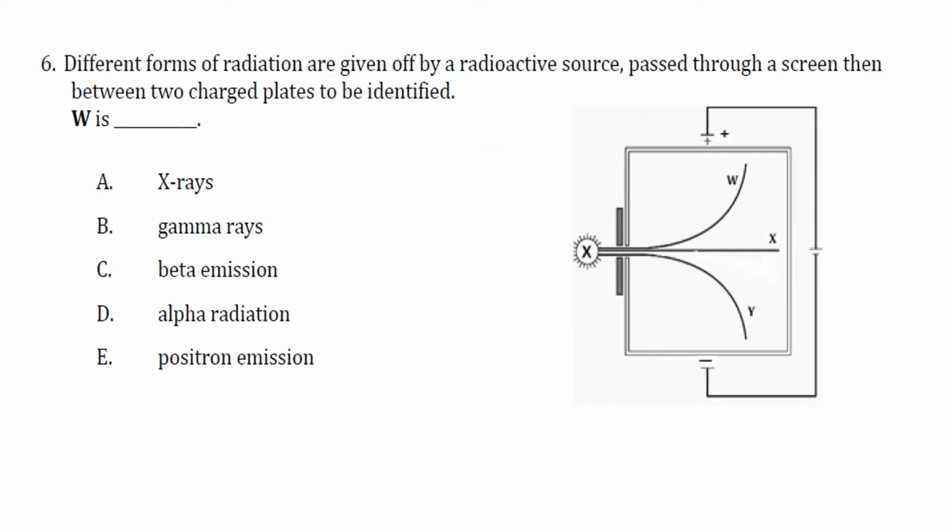Different forms of radiation are given off by a radioactive source, passed through a screen, then between two charged plates to be identified. So this is our radioactive source here. Since W is attracted towards the positive plate, we can say that the charge of W is negative, and a radioactive particle that has a negative charge is a beta particle. Therefore, W is a beta emission.